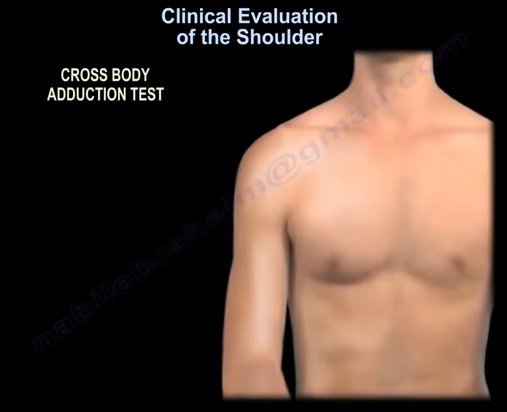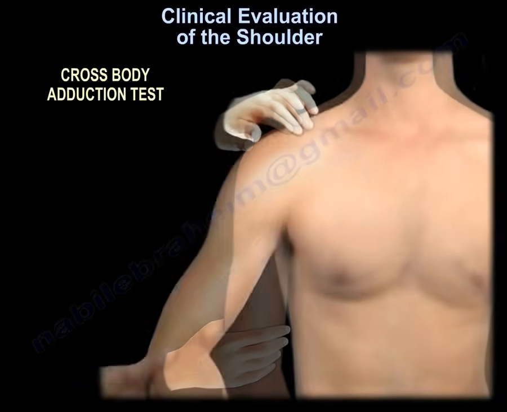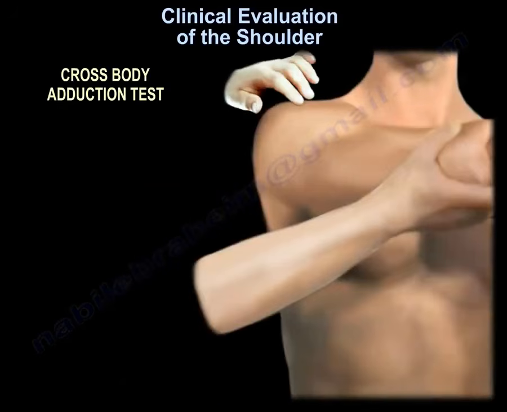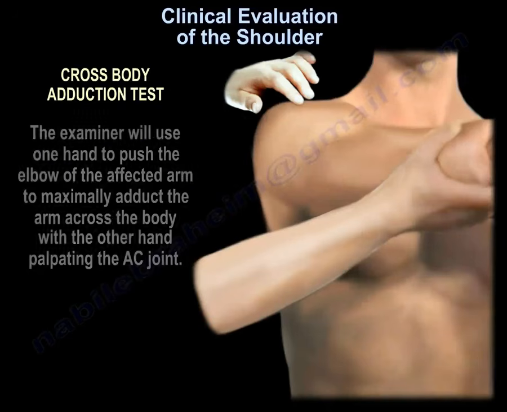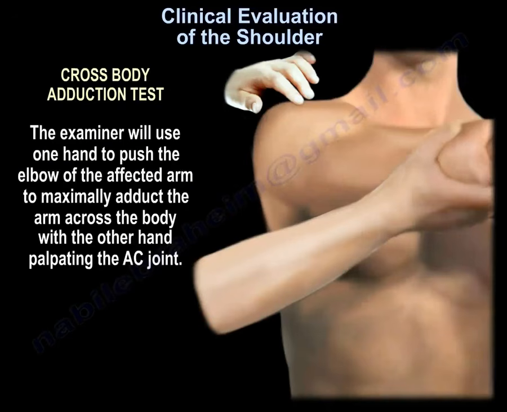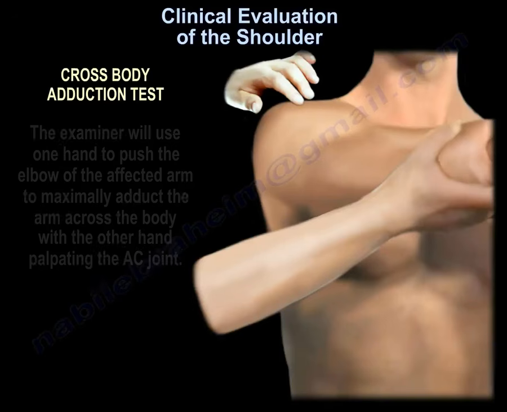We use certain tests like cross-body adduction test. The patient will be standing or sitting upright with the arm adducted across the body. The examiner will use one hand to push the elbow of the affected arm to maximally adduct the arm across the body, with the other hand palpating the AC joint.